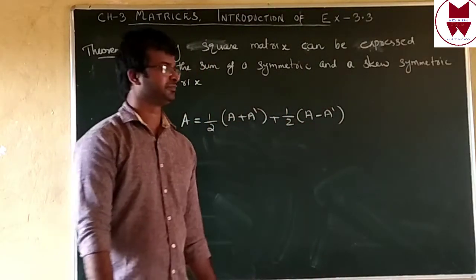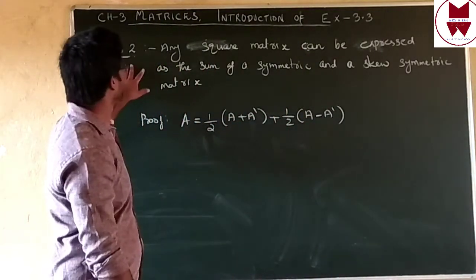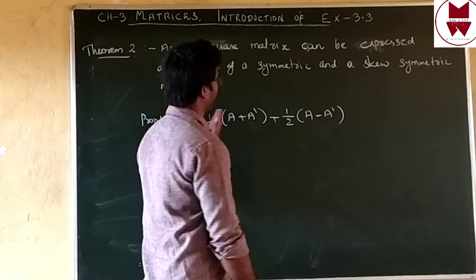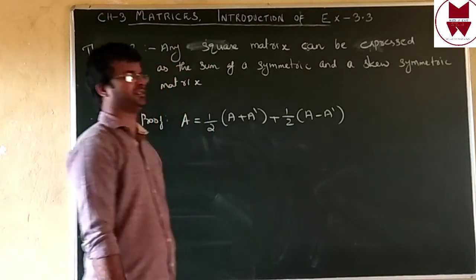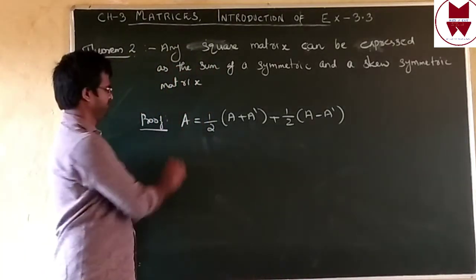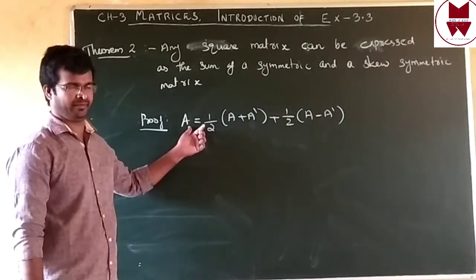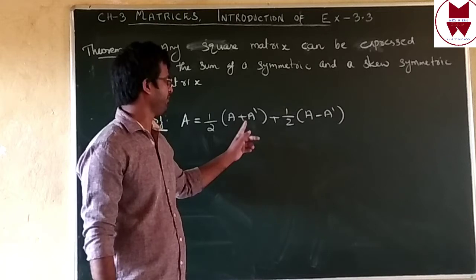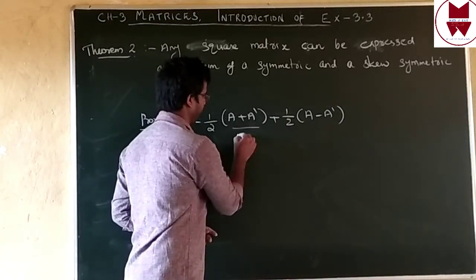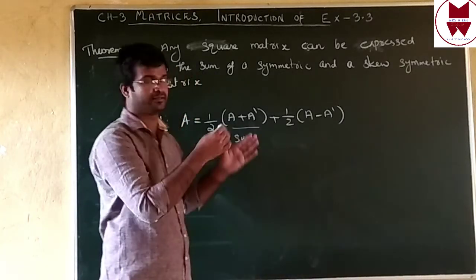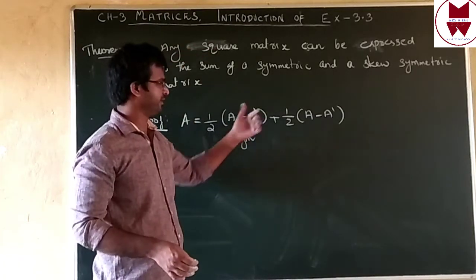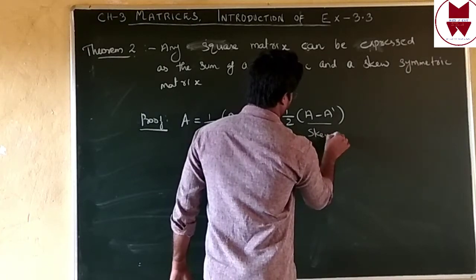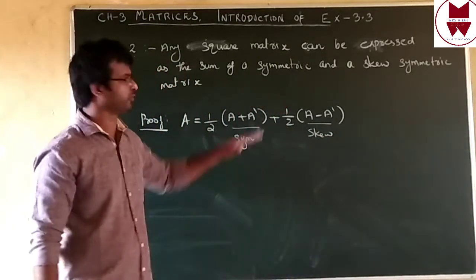Now we can see theorem number 2. Any square matrix can be expressed as the sum of a symmetric and a skew symmetric matrix. Then directly we can take one matrix A. We can express it like this: A plus A dash is a symmetric matrix. Already we have studied that in theorem number 1. Okay, A plus A dash is a symmetric matrix. Then A minus A dash is a skew symmetric matrix. That one also we have studied already.